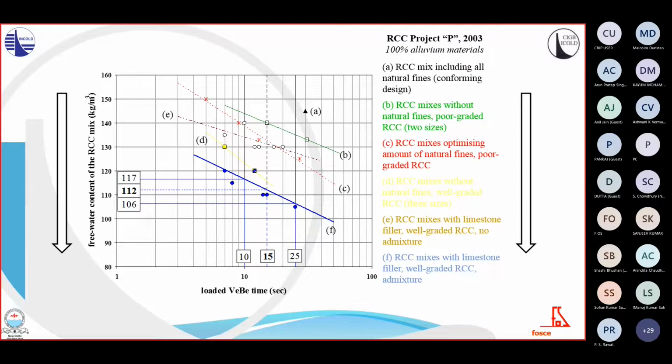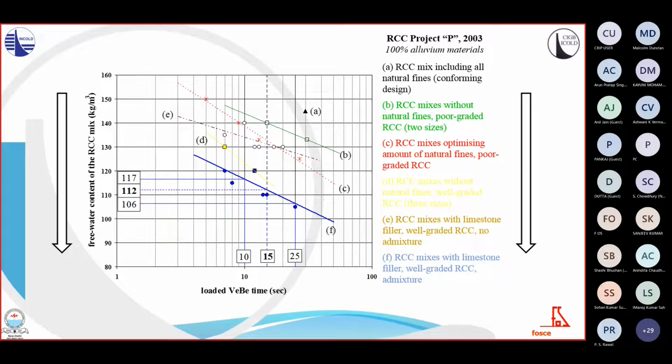As we started working in 2003 in a project called P in this slide for an RCC dam mix design, the specifications called for a 30 seconds VB time mix, and such mix should include all natural material from the available river alluvium in just 2 sizes, coarse and fine, without any processing. This case is represented with an A in the figure, and such mix would require 145 liters per cubic meters of free water, and no fly ash was recommended, although it was easily available in the country.